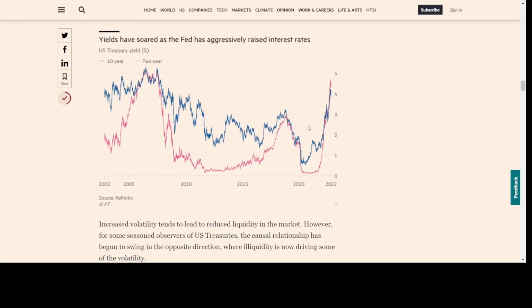But the moment you see an inversion where the 2-year yield is getting higher than the 10-year yield, it shows that there's instability because people want to hold on to the debt for a shorter period of time. And as you can see, the last time this happened, it was right before the 2008 financial crisis. And then we're kind of going into the same scenario now in 2022.